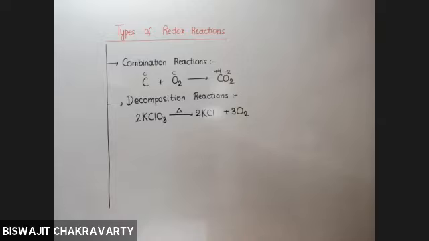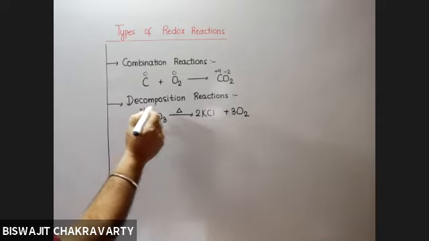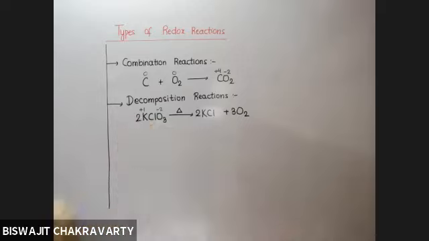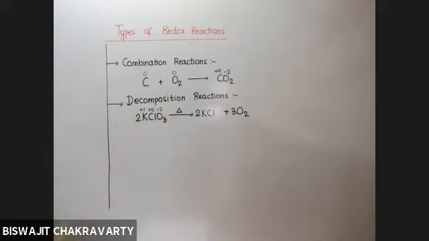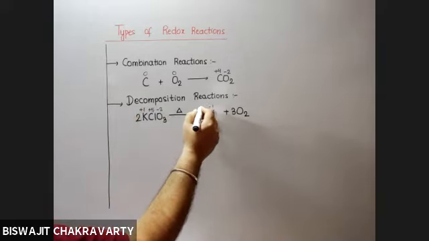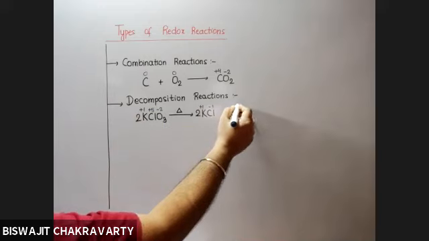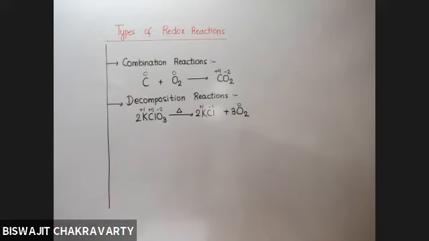So they are redox. Why? Because if you look at the oxidation numbers, chlorine individually, if you calculate it, will come out to be +5. Here it is -1 and it is 0. So there is a change of oxidation number going on. Chlorine is the one which is showing the change. So therefore it is called a decomposition reaction.